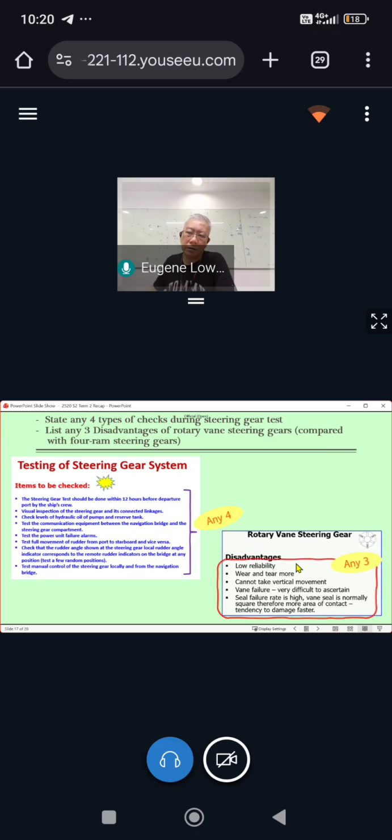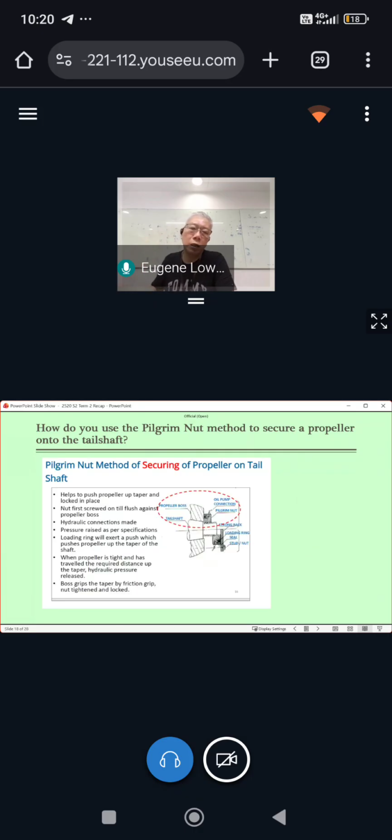Okay, pilgrim nut. How do you use a pilgrim nut to secure propeller? Here, the keyword is not pilgrim nut. That's very obvious. But the keyword here is secure, right? Because in your notes, you have secure and you have removal of propeller using the same pilgrim nut, right? But here, we are talking about secure. Secure means install the propeller onto the tail shaft. So these will be the things that you need to talk about.